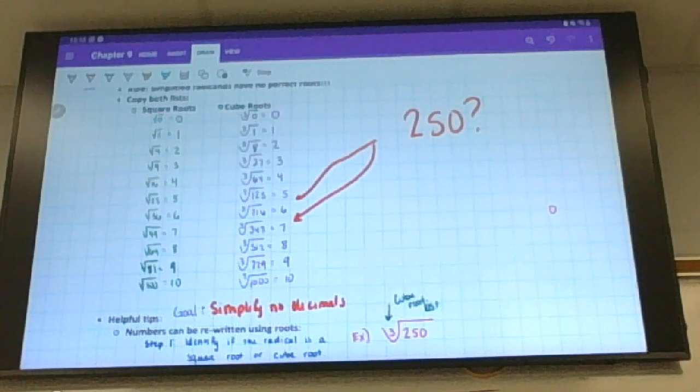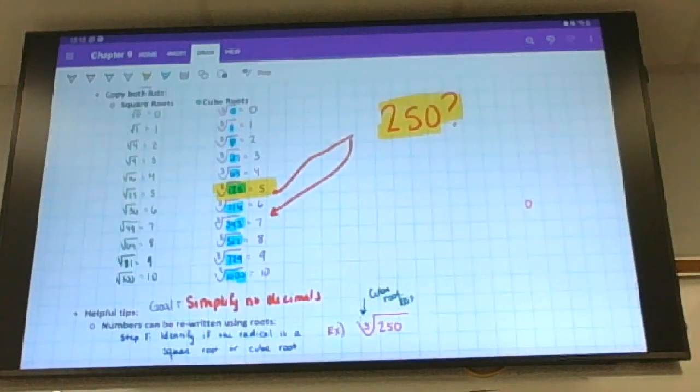So I'm going to consult the list. Can 250 divide by anything in the list? Does 250 have any factors under this radical bar? 250 can be divided by 125. 250 and 125 are related, and 125 is a perfect cube.